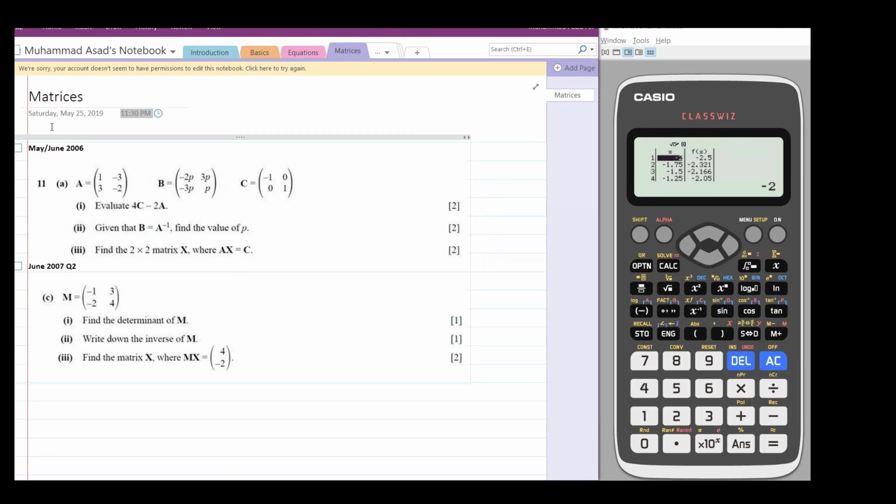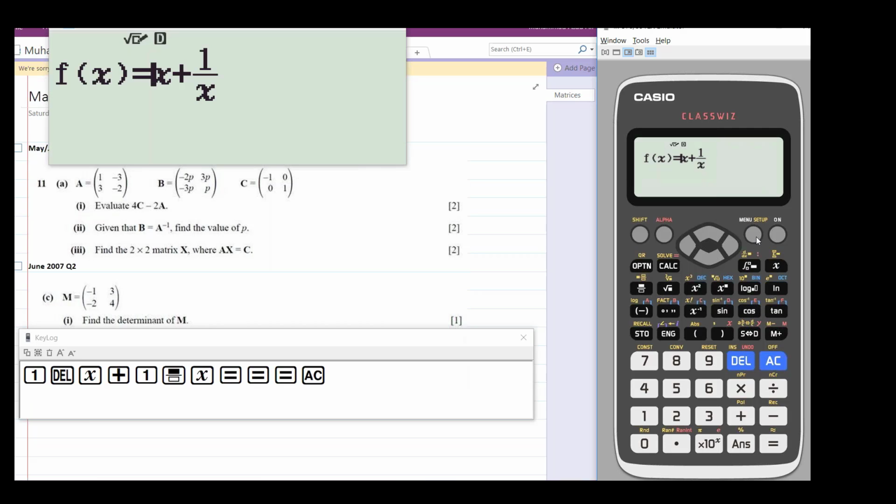We have a question from May-June 2006, question 11a. We have been given matrix A, matrix B and matrix C. It says evaluate 4C minus 2A. That means we have to multiply matrix C by 4 and matrix A by 2 and subtract their answers. So this can be done directly in your calculator.